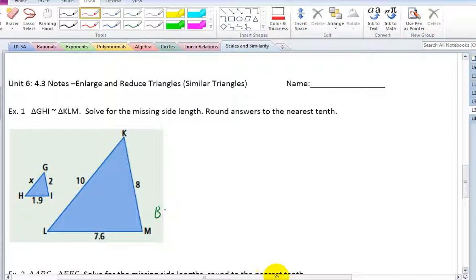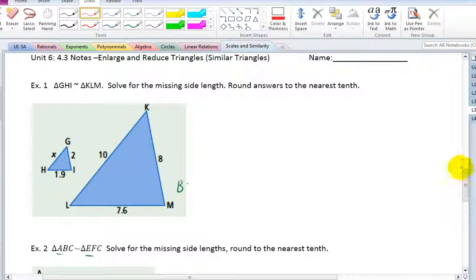Now, on the next side, I tell you that they're similar. The first thing I state is that they're similar. This is great because then you know you can compare side GE to KL. Right? You know then you have to compare HI to LM. So you know now what to compare. So let's set up your three fractions. That's what you want to start with all the time.